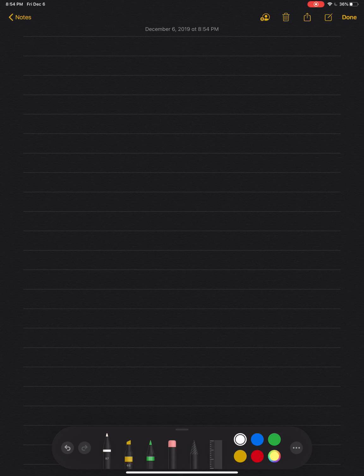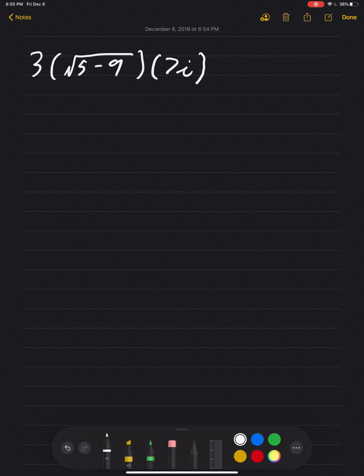We are given the equation 3 times the square root of 5 minus 9 times 7i. So let's begin working on this equation with knowing the order of operations. So we're going to first start with defining the constants inside the expression of our square root here. So 5 minus 9 equals negative 4.